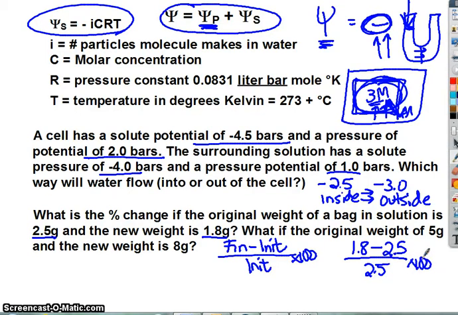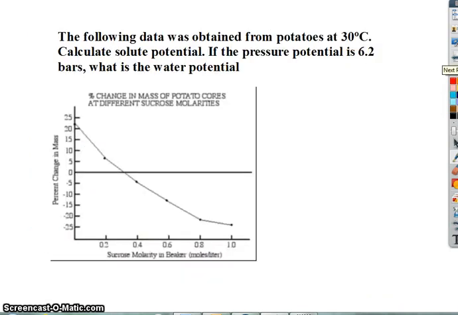And then for the second one, you're actually going to get a positive number because this bag gained weight. So that one's going to be 8 minus 5 over 5, and then times 100. If you calculate it out, you get negative 28% for this one, and for the second one, you get 60% gain. All right. This graph, you see this all the time.